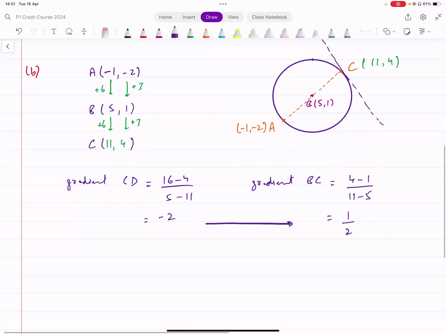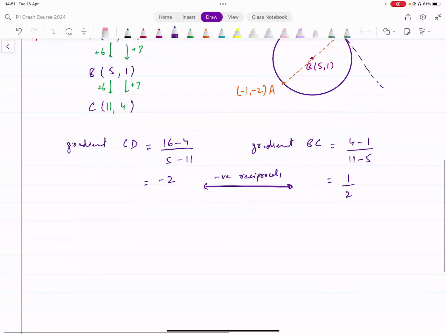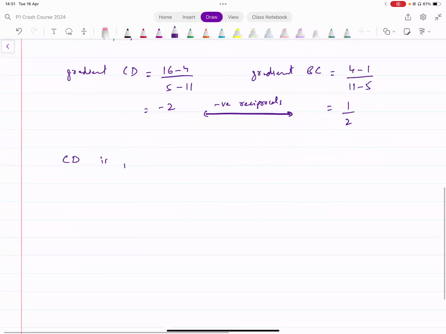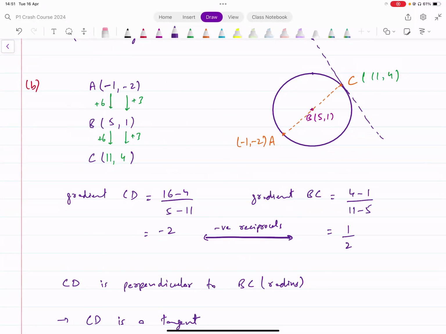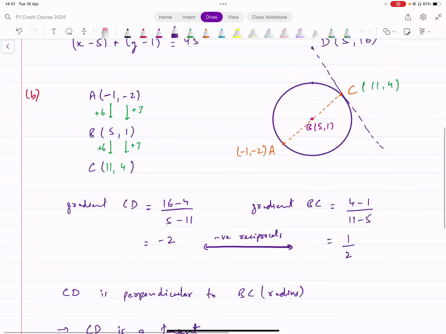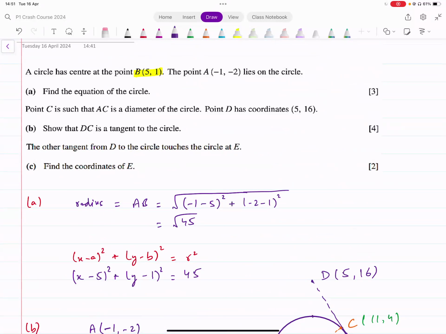Now again, you can see they are negative reciprocals of each other. And that means CD is perpendicular to BC. Therefore, since we already know that C lies on the circumference, CD is a tangent. Right? Because BC was the radius. It's perpendicular to the radius, and the point C lies on the circumference. Both of those things together, they mean that CD is the tangent. Okay. All right. Now, what's the next part?